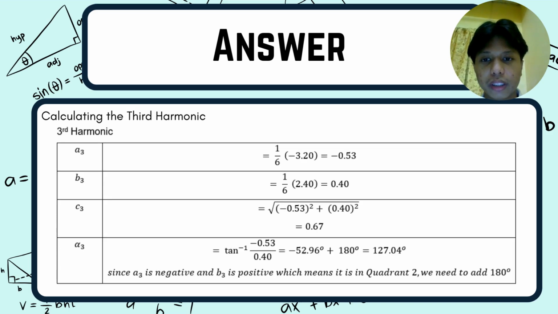And for the last harmonic, which is the third harmonic as the question mentioned, a3 is equal to negative 0.53, b3 is equal to 0.40, c3 is equal to 0.67, and alpha 3 is equal to negative 52.96 degrees. Since a3 is negative and b3 is positive, this harmonic is in quadrant 2. So we also need to add 180 degrees to the alpha 3 answer, and then we get alpha 3 equal to 127.04 degrees.